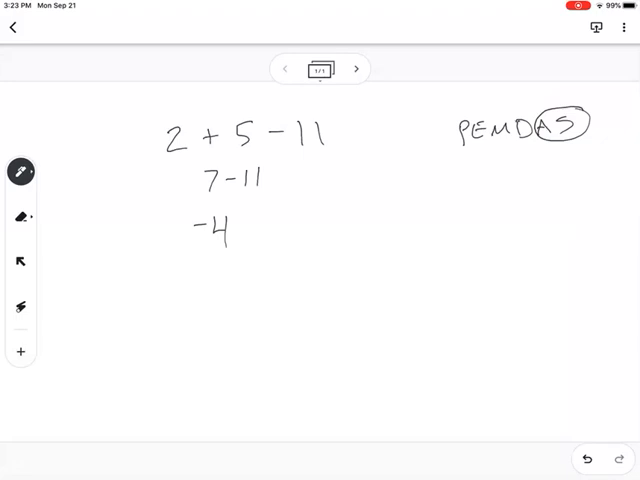Now, I'm going to recommend, even though it seems unnecessary now, that we start getting in the habit of changing all subtraction to adding. And it's going to save you a lot of mistakes down the line. So that's what I want you to practice through the rest of the problems today. So here's what that would look like for 7 minus 11.